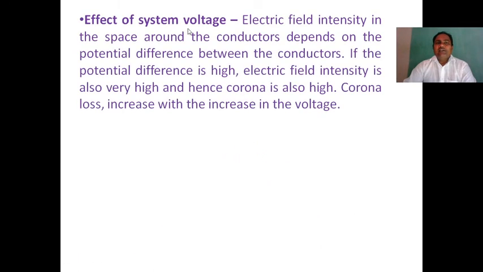Effect of system voltage. Electric field intensity in the space around the conductors depends on the potential difference between the conductors. If the potential difference is high, electric field intensity is also very high, and hence corona is also high. Corona loss increases with increase in the voltage. So whenever the supply voltage increases, definitely the corona loss also increases.